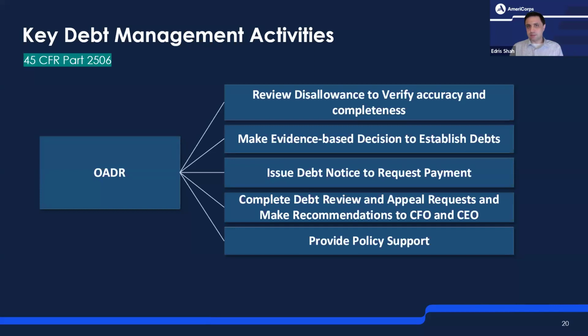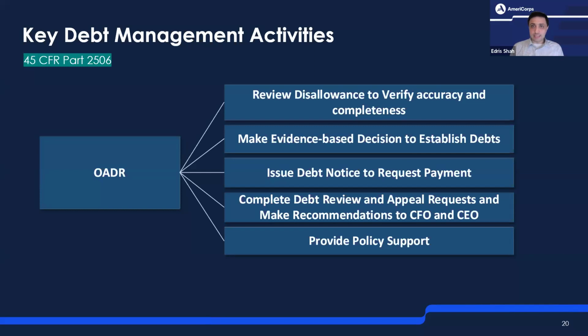We have two types of appeals that are directed to the CFO, and if the debtor is not satisfied with the outcome of the appeal, they may also then move on to a CEO appeal. And so our office manages that entire process of responding to appeals from start to finish as well. And overall, we provide, again, policy support in the implementation of all of the debt management activities when it comes to the establishment of the debt, as well as responding to appeals. Again, this is very much in summary.